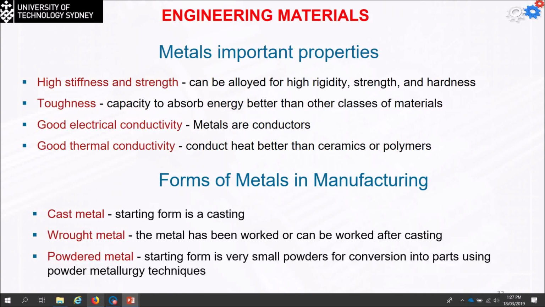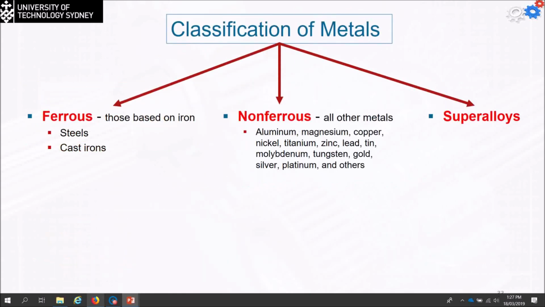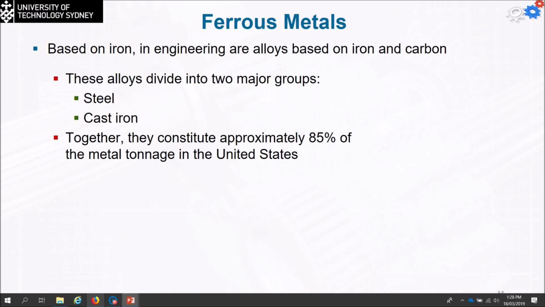So metals can be classified into ferrous, non-ferrous, and superalloys. We said that the ferrous metals are every metal based on iron, containing iron in them. The non-ferrous are all the other metals which do not contain iron, and the superalloy can be a mixture of both. The ferrous metals are based on iron, and engineering ones are alloys based on iron and carbon. These alloys are divided into two major groups, steel and cast iron. We mentioned earlier that together they concentrate about 85% of the metal tonnage in the United States alone.